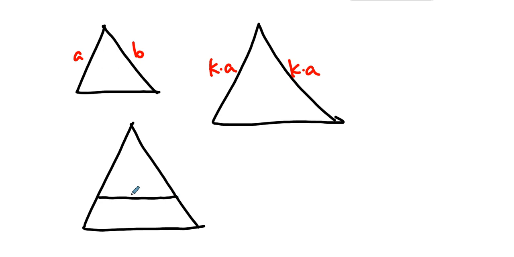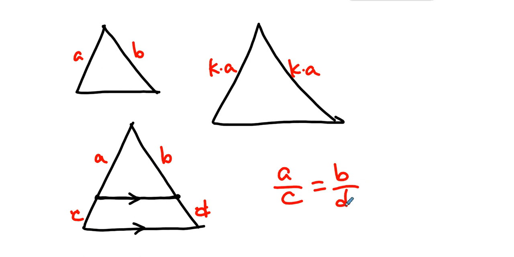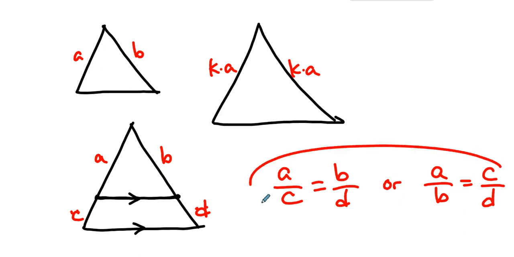And so it is well established that if we connect 2 points on the sides of the big triangle so that this is parallel to that, then it turns out that these pieces are proportional to those. That A, B, C, D, that A over C equals B over D, or if you like, A over B equals C over D, it does not matter. These proportions hold. Why? Because the triangles are similar.